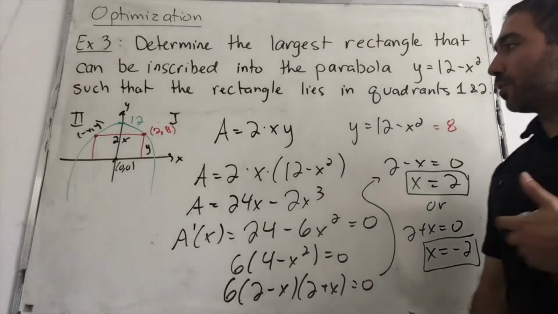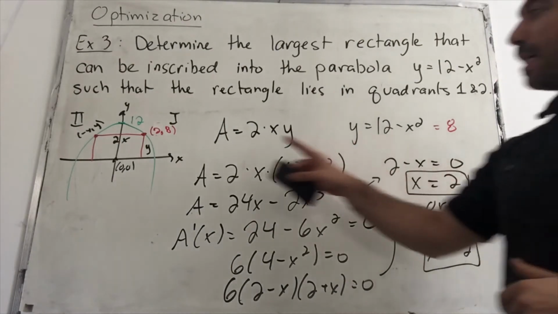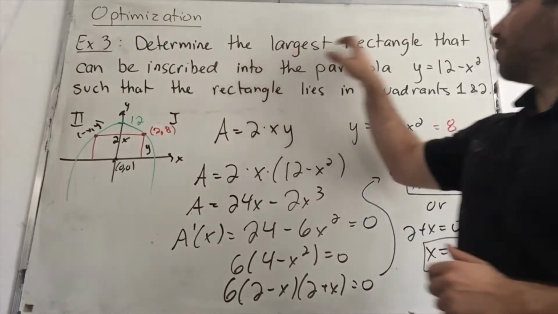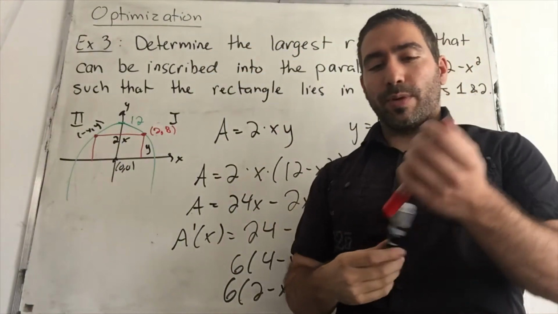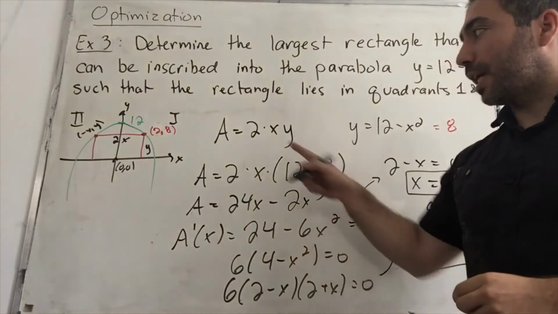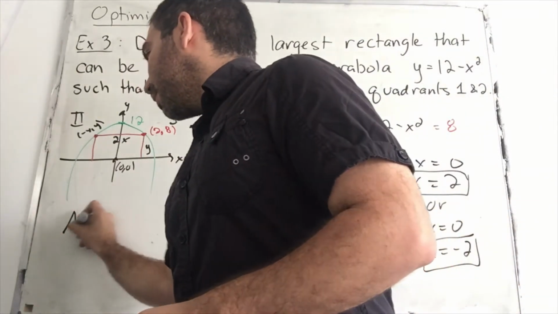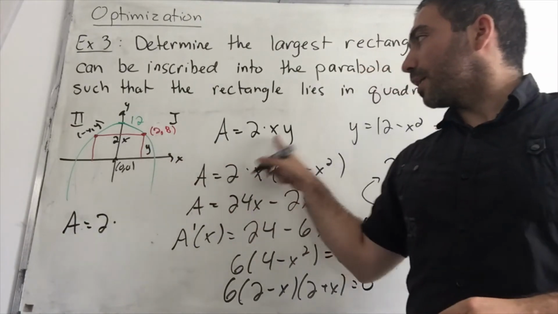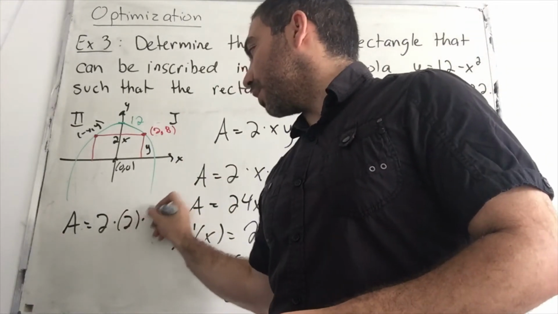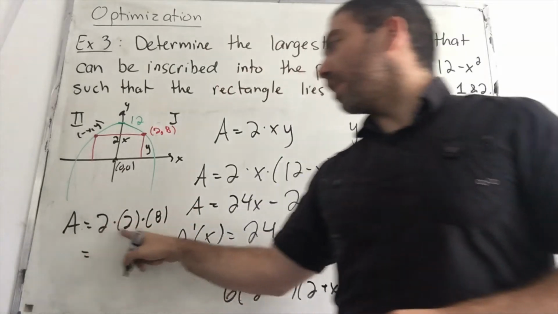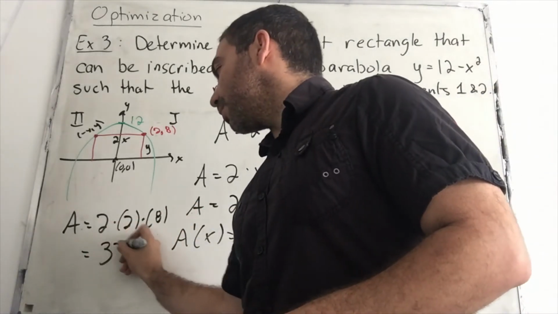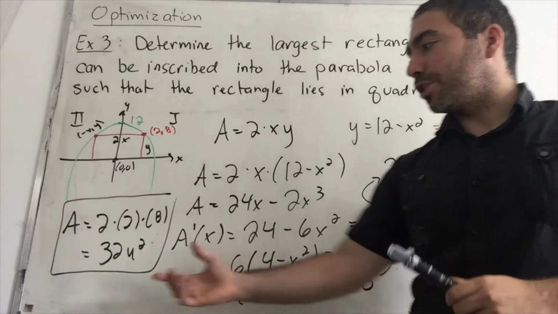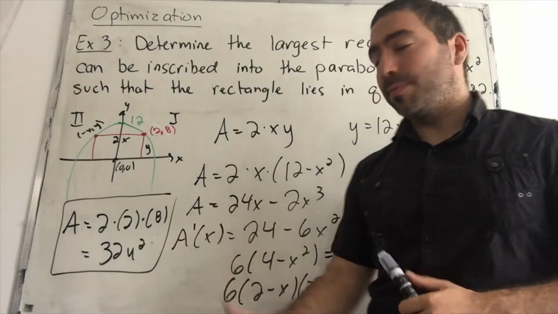So now we have to go get the domain. We found the maximum, the value of the x and the y. The question is asking us to determine the largest rectangle, or the largest area, so we have to actually answer that question. So the largest area would be A equals 2 times x times y. So 2 times 2 times 8. 2 times 2 is 4, times 8 is going to be 32 units squared. Okay, so that's the largest area. We just have to ensure that it's actually a maximum. How do we do that?